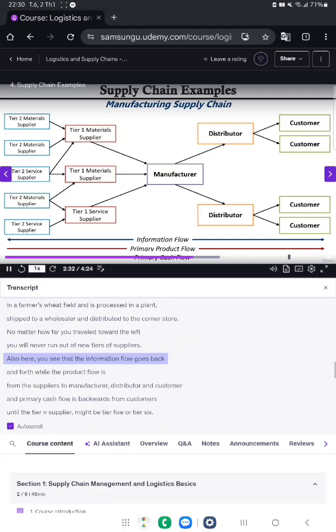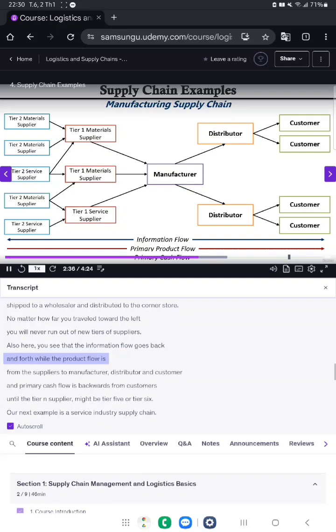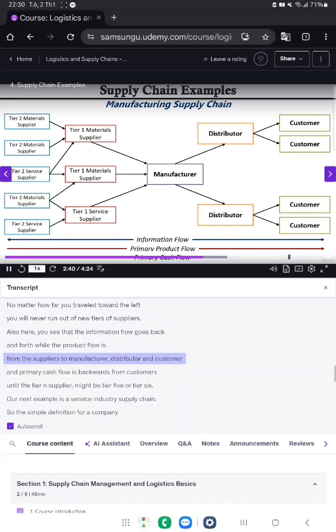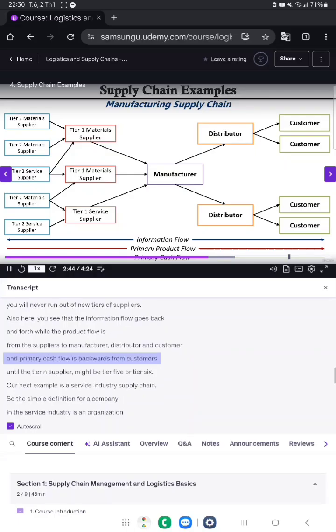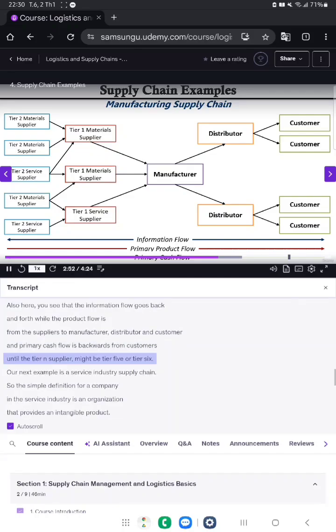Also, here you see that the information flow goes back and forth, while the product flow is from the suppliers to manufacturer, distributor, and customer, and primary cash flow is backwards from customers until the tier N supplier. It might be tier 5 or tier 6.